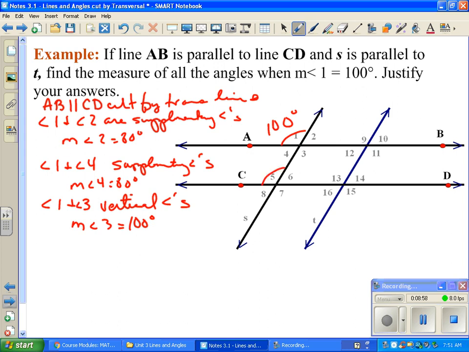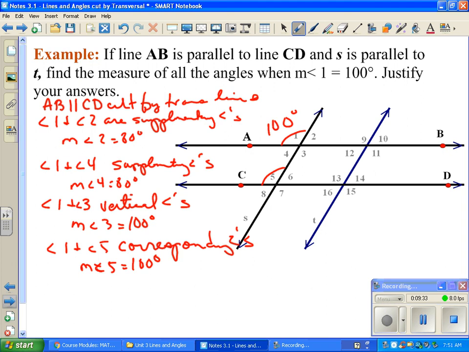Let's go to angle 5. They're both in what we call that top left position. One is on the exterior and one is on the interior of the two parallel lines. So therefore, angle 1 and angle 5 are corresponding angles. And that makes the measure of angle 5 100 because corresponding angles are always equal and they look equal.